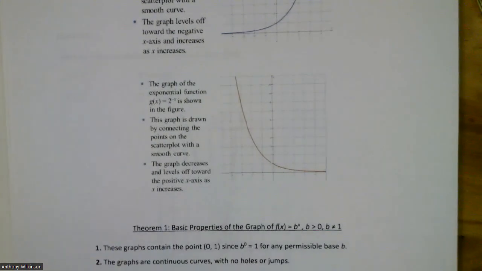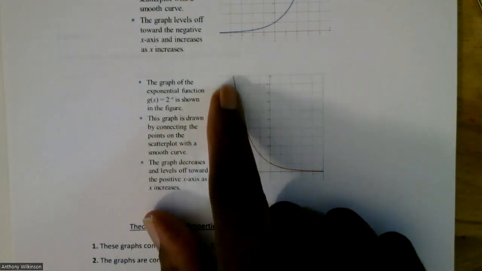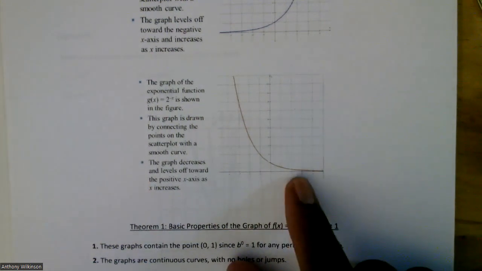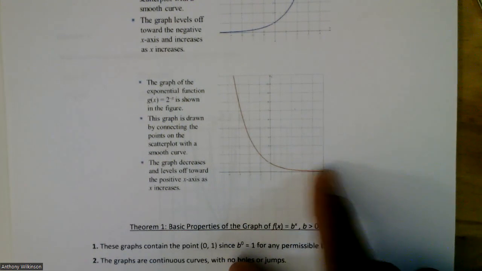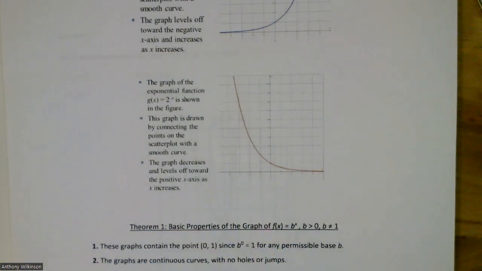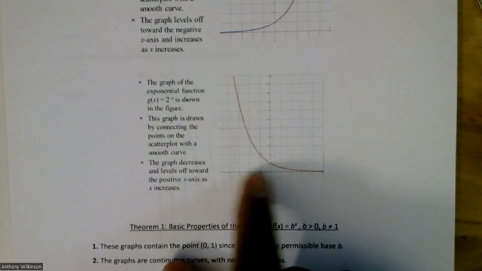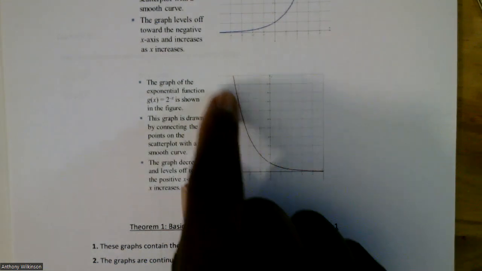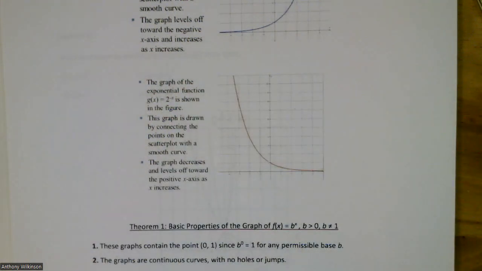Now, this one is g of x equals 2 to the negative x. Notice this is still an exponential function, but it's a little bit different here because this time it's leveling off towards the positive x-axis as x increases. But as we go off to negative numbers, negative numbers get smaller and smaller. For g of x equals 2 to the negative x, this part shoots off indefinitely.